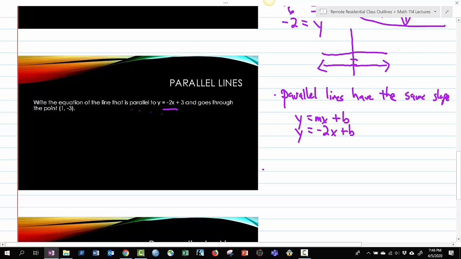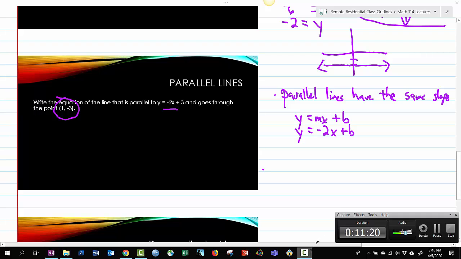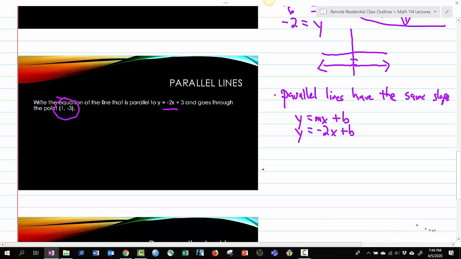So we know the equation we're looking for is going to have our slope of minus 2. Okay. Then they give us this point, 1, minus 3. What you can do is just stick in the value and solve for the b. Minus 3 for the y equals minus 2 times 1 plus b. Minus 3 equals minus 2 plus b. Add 2 to both sides. b is minus 1. So just stick the minus 1 in here, and our final answer is y equals minus 2x minus 1.